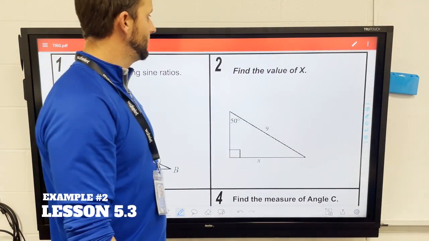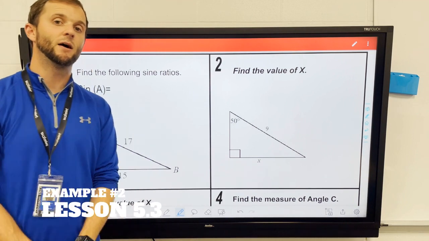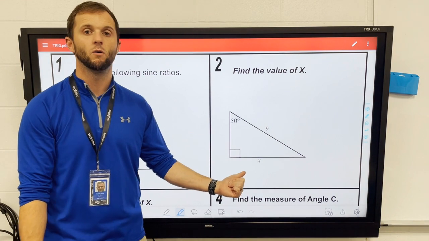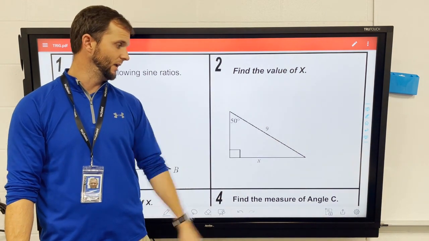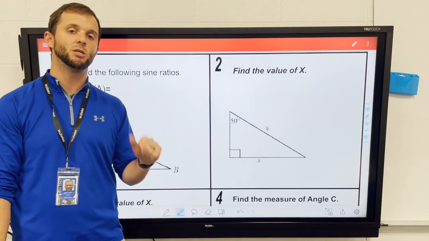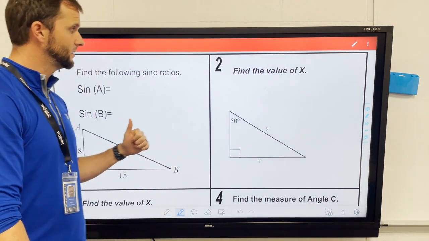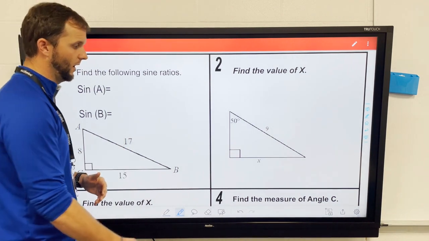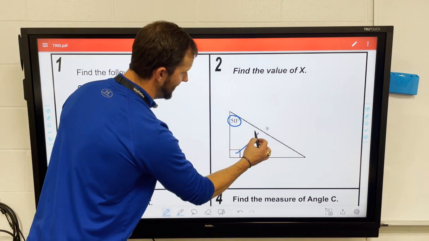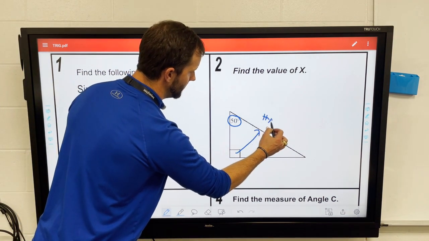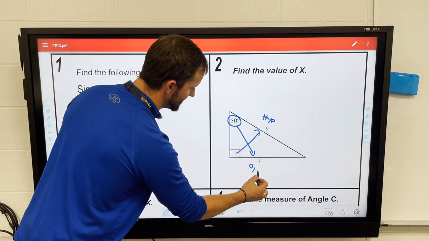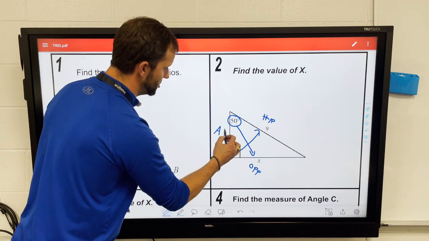Okay, so on example number 2, it says we need to find the value of x right now, okay? So if we look at this, I have a 90-degree angle, and I've only been given one side length and an angle. So I know with this information, I can actually use trig to find this. And so now we're going to call this out real quick. So this is the angle they're giving me, right? So opposite of my 90-degree angle is always the hypotenuse. Opposite of the angle they gave me is going to be my opposite side, which makes this my adjacent side.